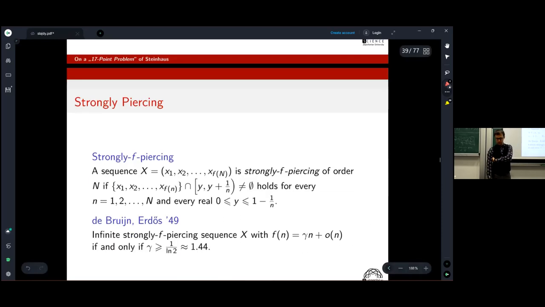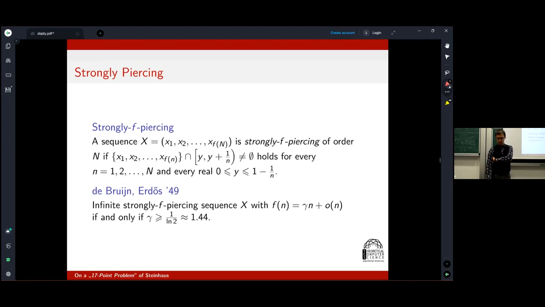And this problem was known before Steinhaus asked his question. There's a solution to it that was given by De Bruijn and Erdős in 49, and they have the same constants. So you can construct strongly F-piercing sequences with this multiplicative constant. Okay, so if you get 1.44 points in every round, then you can kill not only some intervals of length 1 over n, but all of them.